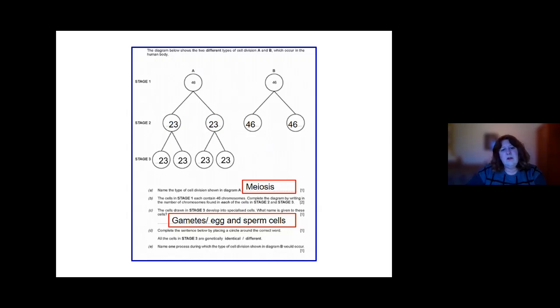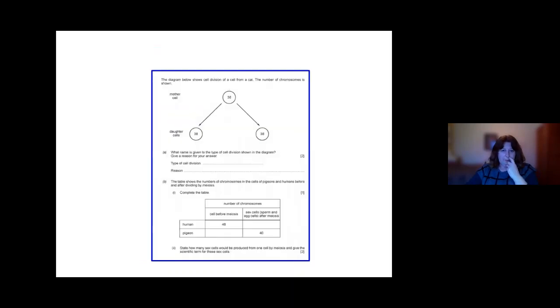And then what they're asking us to do in D is to say whether these cells are genetically identical or different. We now know they are different from each other and they're giving rise to variation, and that can affect natural selection. One process during which the type of cell division shown in B would occur, well, we're producing exactly the same number of cells, so that will be growth or repair or replace.